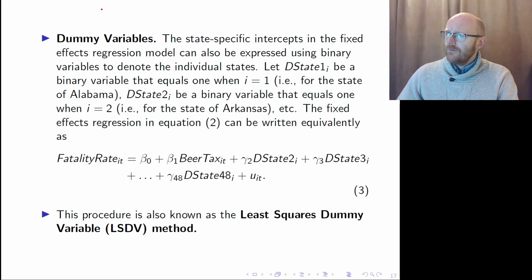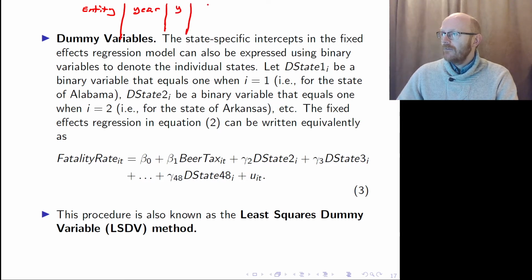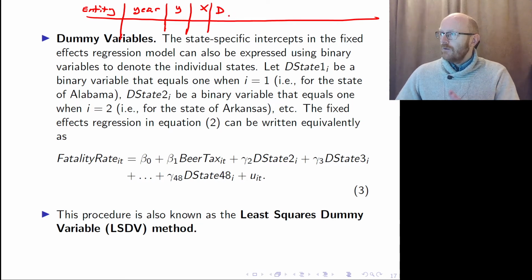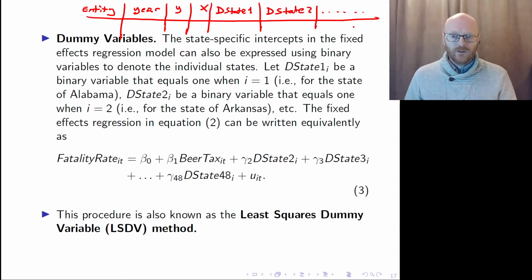So then you would have the entity, and you would have the year, and you would have the y and the x, and then you would create dummy variables, one for each state. Okay, and a dummy variable for state 2, and so on. Okay, 48 different dummy variables.